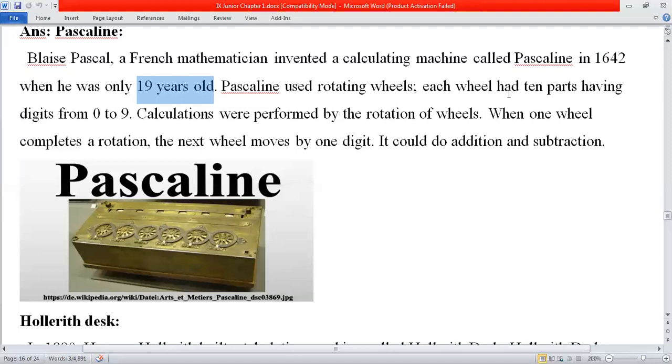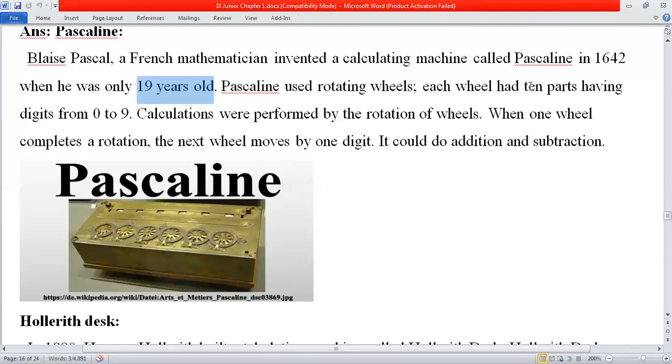Each wheel has 10 parts having digits from 0. Watch over here. Take this one wheel, and like an old telephone, there was a dialing pad. With the help of a finger, you move it. Let's say you want to enter the number 05. You put the finger inside 0 and rotate. Then you put the finger inside the 5 and rotate. In this way, you can perform addition, subtraction, and so on.